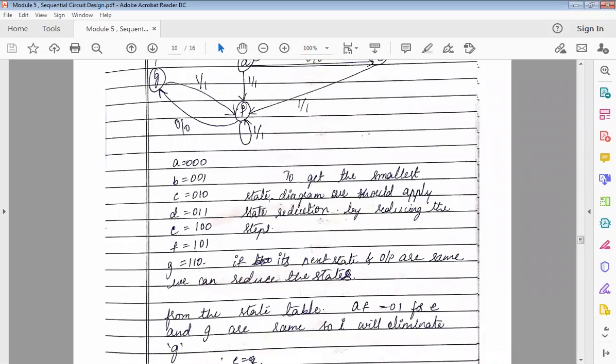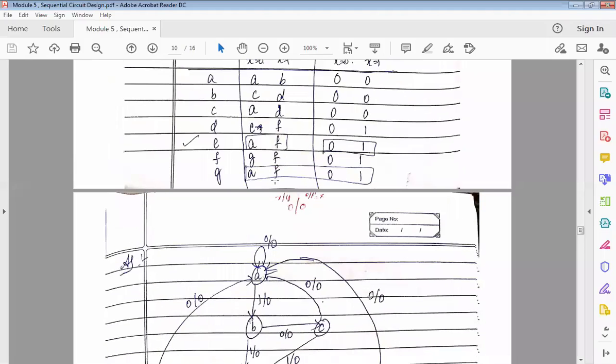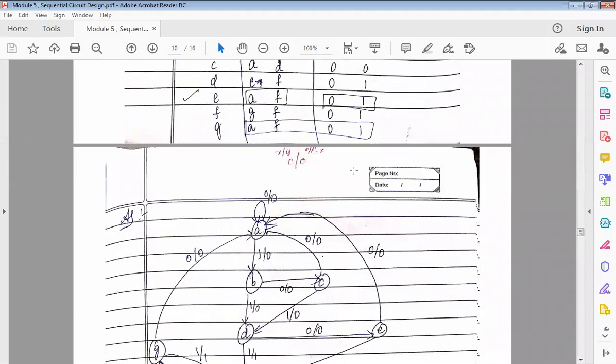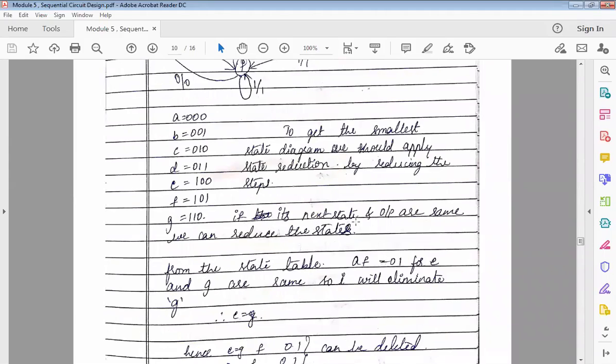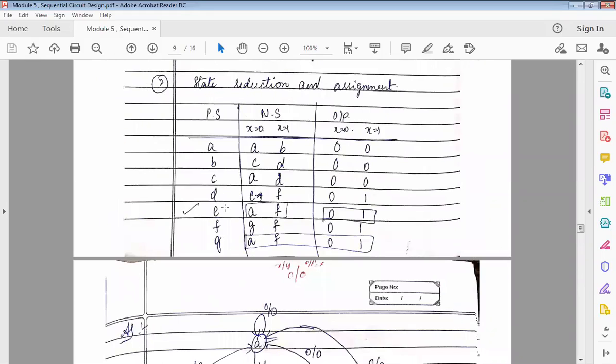Fine. To get the smallest state diagram, we should apply state reduction by reducing the steps. So what we have to do here is reduce these repetitions, and make sure that these do not occur multiple times in the same tabulation. If the next state and output are the same, we can reduce the states. As you can see here, the next state is also the same, and the output is also the same. So in that case, we can consider it a repetition, and we can reduce it.